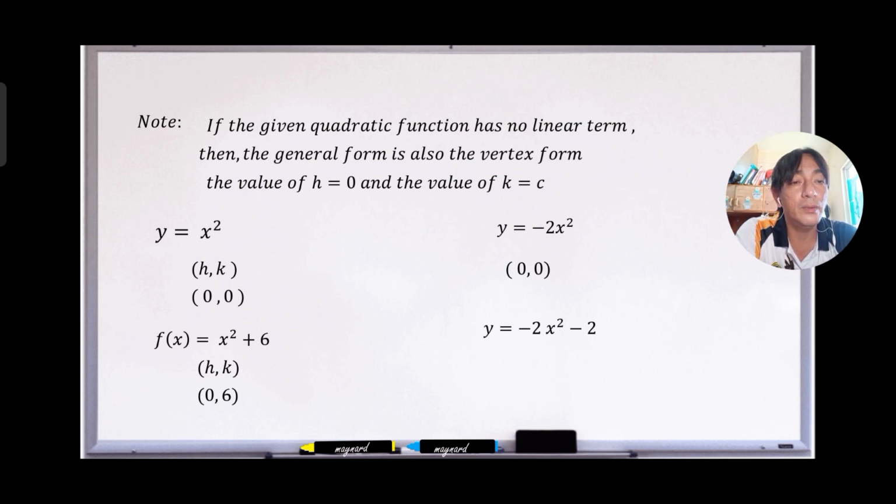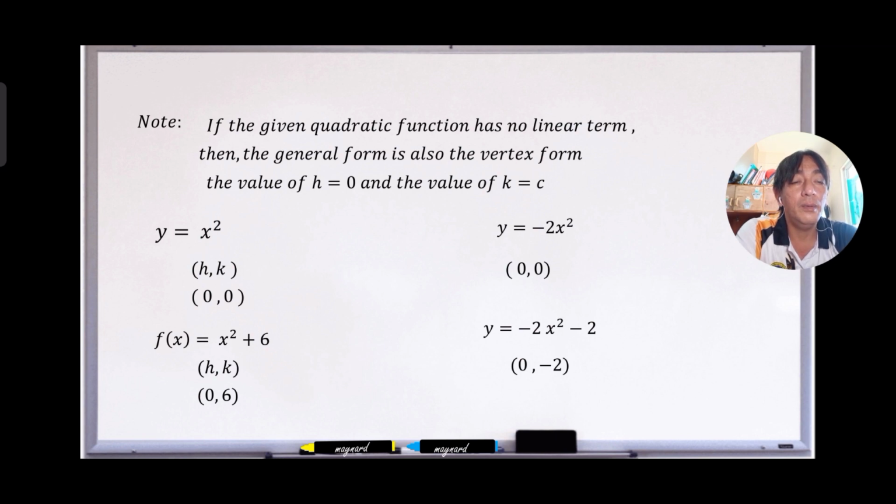Another one, so y is equal to negative 2x squared minus 2. So, wala na naman siyang linear term. So, pag unang tingin, general form yan. And also, naka-vertex form din yan dahil wala nga siyang linear term. So, ang h natin dyan will be 0 uli. Tapos, yung k natin is negative 2. So, yan ang coordinates ng ating vertex hk. Okay, so sana naintindihan nyo itong note na to.